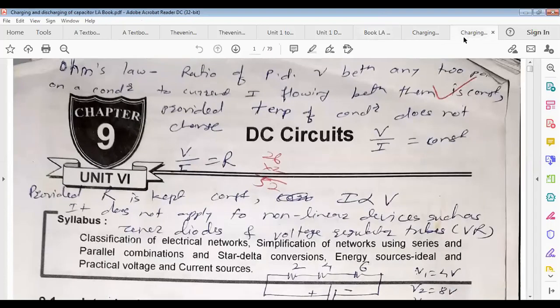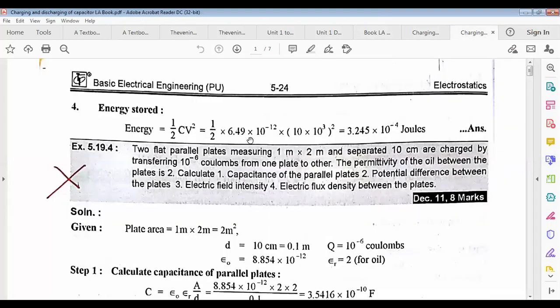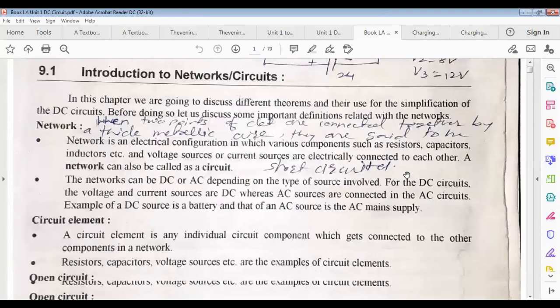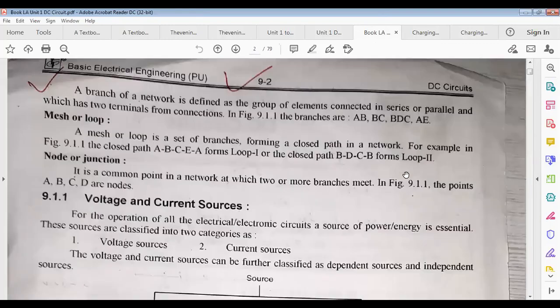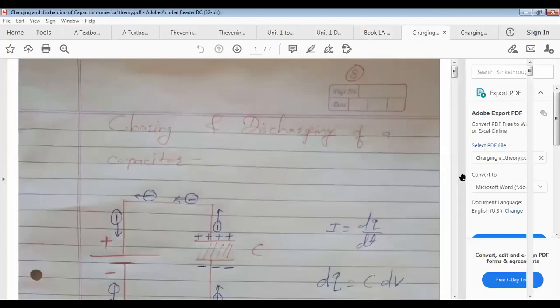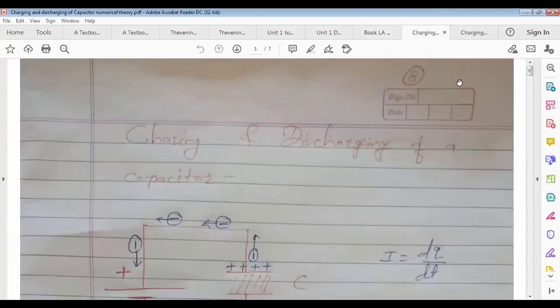Do this one. Then again for unit 1, this one also I shared, charging and discharging of a capacitor. This one is a PDF. And this local author, DC circuit. In this, various numericals are there, enough numericals are there. Again, these handwritten notes, you can find each and every topic we have covered.